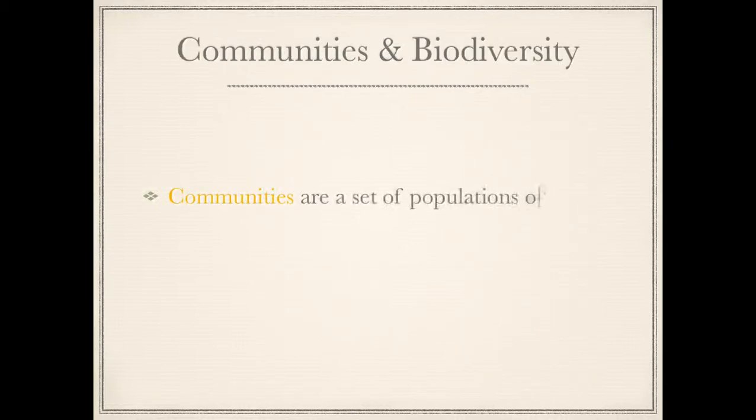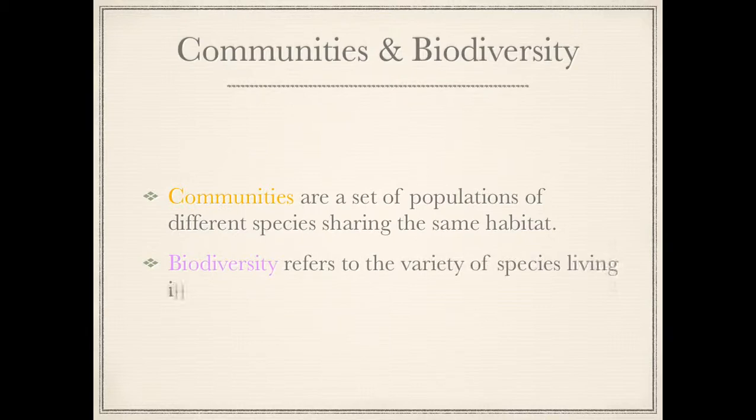Communities and biodiversity. Communities are a set of populations of different species that share the same space. So let's say before we looked at a community of frogs, a population of frogs. This time we're going to have a community that includes frogs, but also fish, insects, and plants and whatnot. So we have different species that share the same space. And biodiversity refers to how many different species you have. The greater the biodiversity, the greater the amount of different species you have in that community.